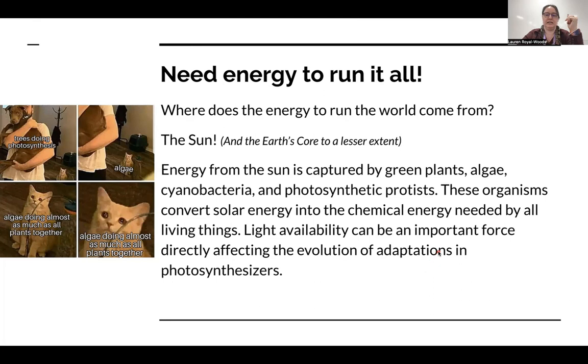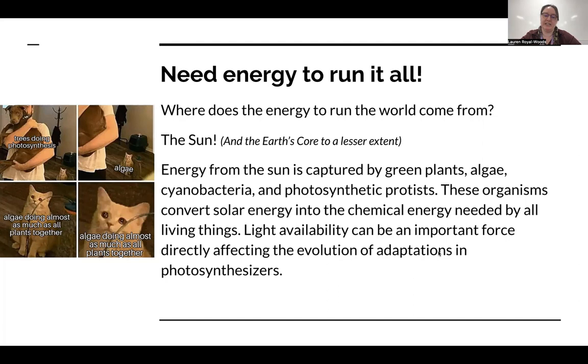So basically, energy from the sun is captured by green plants, algae, cyanobacteria, photosynthesis, protists. These organisms convert solar energy into chemical energy, which is in turn stored in two things we've talked about in the past: ATP, adenosine triphosphate, which is the short term way to do that. And then the long term, which is usually in the form of glucose, fructose, sucrose, and then fat if you have too much of it. Not that plants really do that. But then we eat it and do it in reverse, where we take the glucose and break it down and turn it back into ATP. And if we eat too much of it, then we turn it into fat and stick it on our thighs.